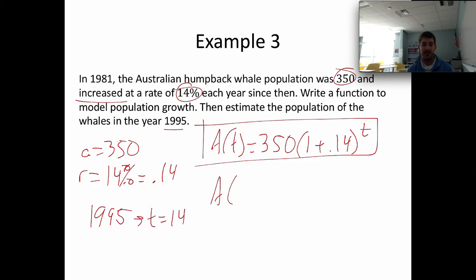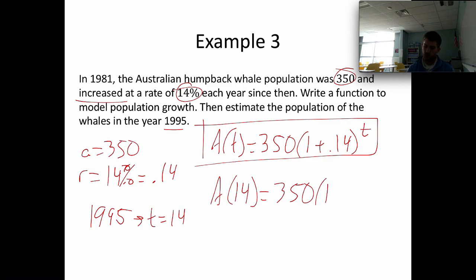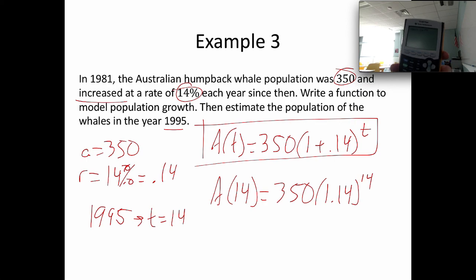That's 14 years after 1981. So we're going to do A of 14 equals 350 times, I'm going to consolidate the 1 plus 0.14 to 1.14, raised to the 14th power to figure out how many whales there are. Now, I'll be honest, I didn't do this ahead of time, so I'm doing it right now. I'm going to type this into my calculator: 350 times 1.14 raised to the 14th power. The lights are off, so it's kind of hard to see, but I'm typing that in exactly as I wrote it. I'm going to hit enter.